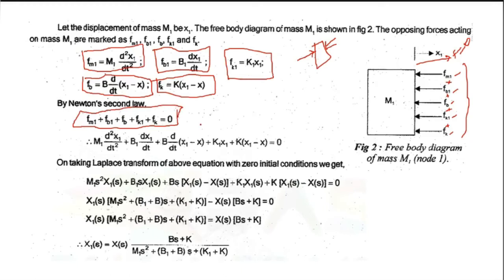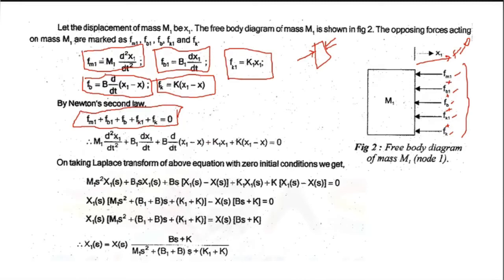Okay. Now substitute each and every term. What is Fm1? Fm1 is m1 d square x1 by dt square. Then Fb1 is b1 dx1 by dt. Then FB is B d by dt of x1 minus x, plus FK1.